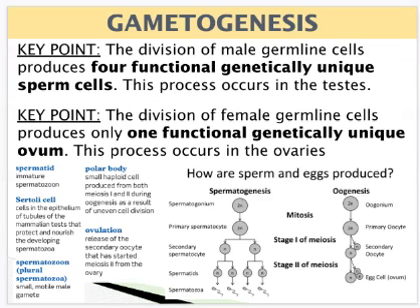So the key points to take away here are that the division of male germline cells produces 4 functional genetically unique sperm cells, and this process occurs in the testes. And the other key point when you're talking about oogenesis is that it only produces 1 functional genetically unique ovum, and this process occurs in the ovaries.